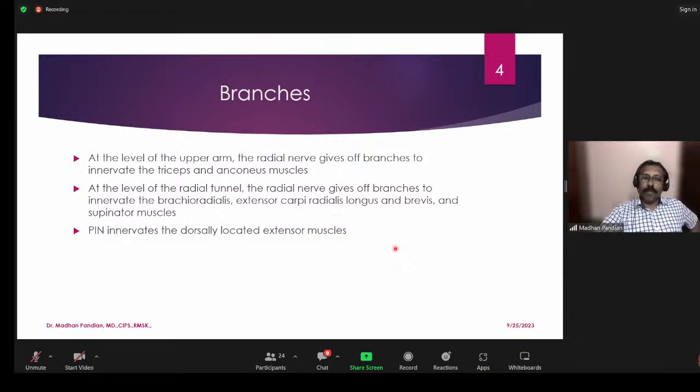Again, it supplies individual muscles which we need to see: the triceps and the anconeus at the level of the upper arm. At the level of the radial tunnel, you have the brachioradialis, the extensor carpi radialis longus and brevis, and of course the supinator. And the posterior interosseous nerve supplies the dorsally located extensor muscles. So when we understand which muscles are involved in any particular neurological syndrome, we'll probably be able to come to a conclusion where exactly the compression site is.